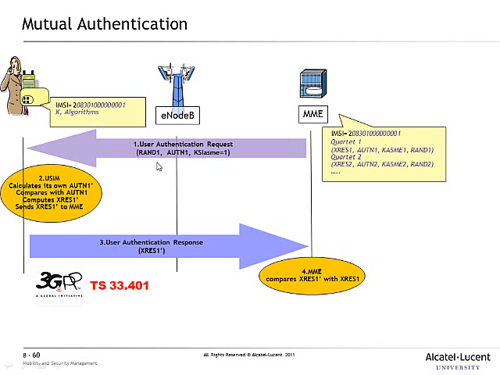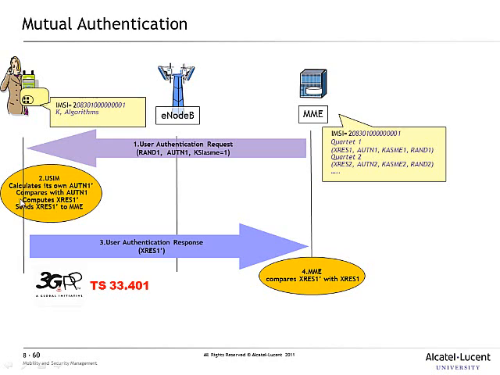It doesn't send all of it, it only sends whatever the UE needs. Obviously the UE needs the RAND because it has to generate the signed response for that. It also needs the AUTN, because the AUTN is the one that the UE is going to use to authenticate the network, and it also sends the KSI, the key set identifier, part of the key.